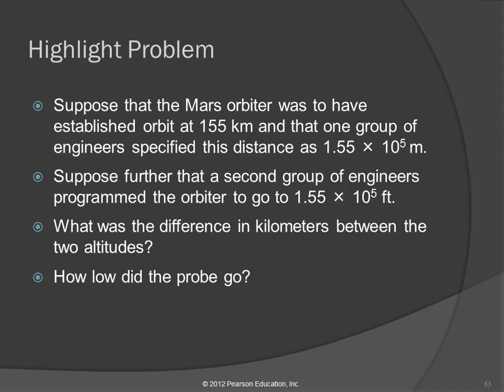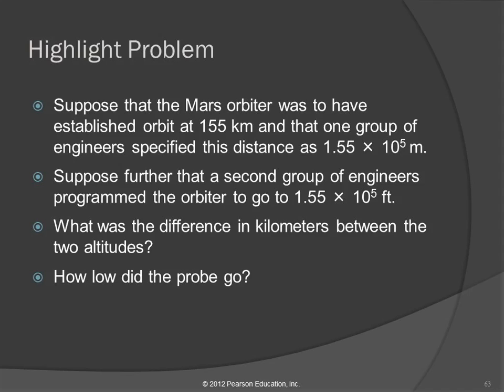So suppose that the Mars orbiter was supposed to have established orbit at 155 kilometers. And the elevation, or the distance from the planet at which you have the orbit, is really important. Because if the orbit is too far, it won't stay in orbit and it'll just fly off. And if the orbit is too low, gravity will pull too much and it'll spiral in and burn up. So that distance is really important. So it's supposed to be at 155 kilometers.